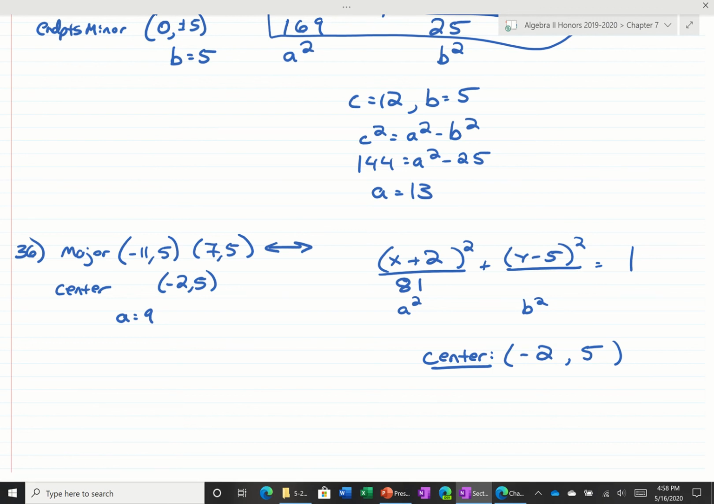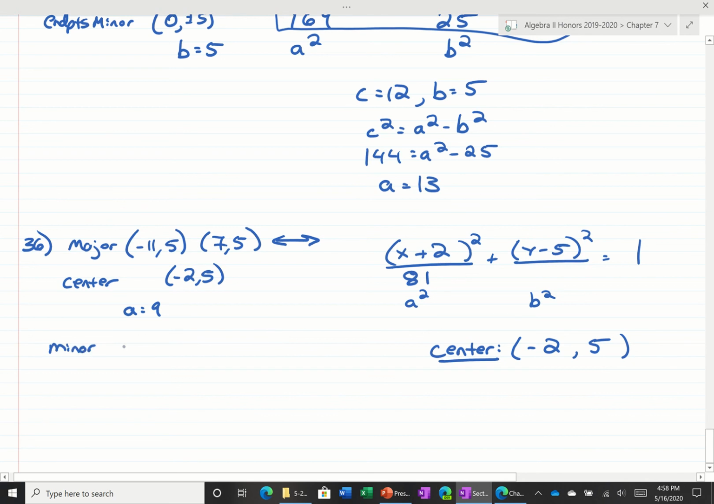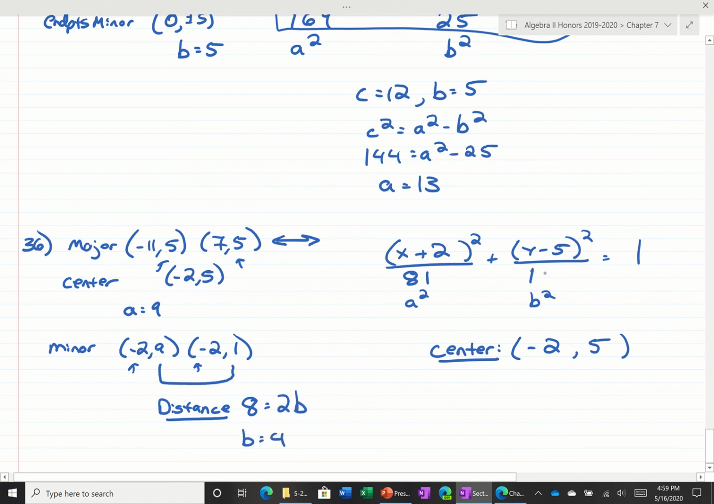It does tell us the endpoints of the minor. The endpoints of the minor are negative 2, 9, and negative 2, 1. So we could see, our center is still right. I mean, it has to be negative 2 comma 5. But now we have to figure out what B is. So if the distance of the minor to go from 9 to 1, that's a distance of 8 units. That's 2b because it's the minor, so that means b is 4. B squared would be 16.